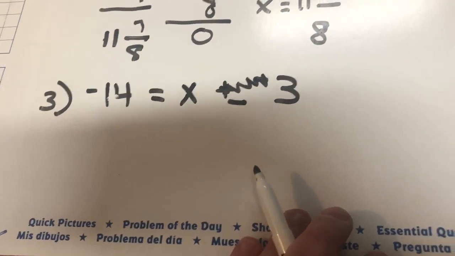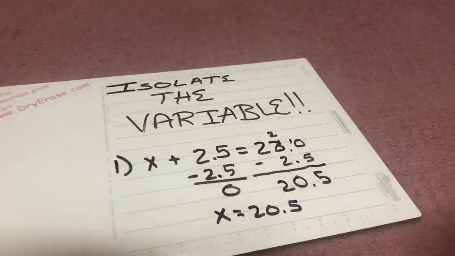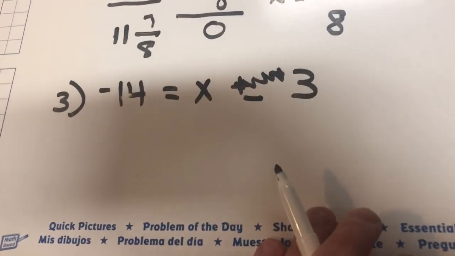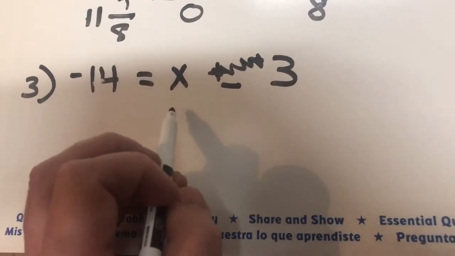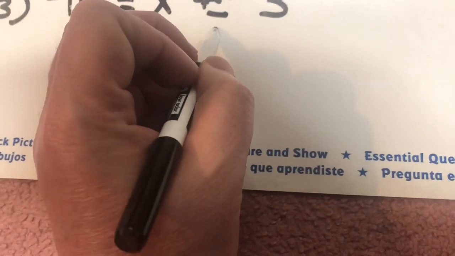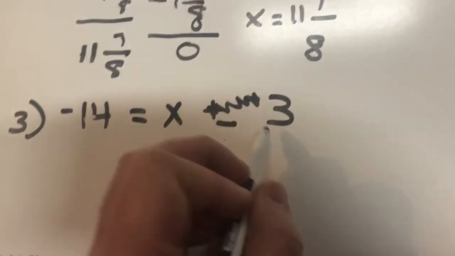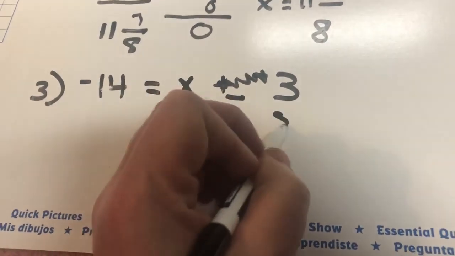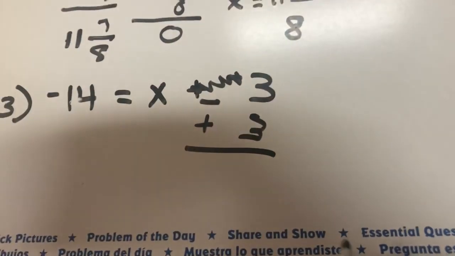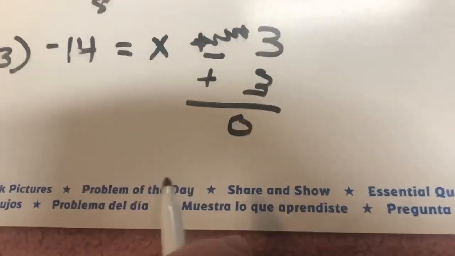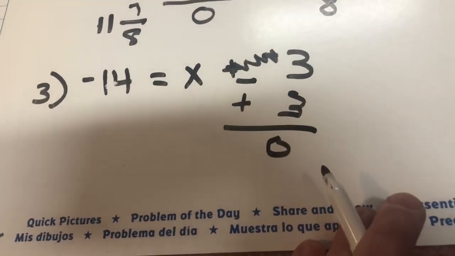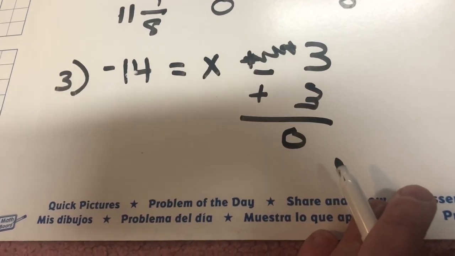The rule still remains the same. I have to isolate the variable. So I come over here, negative 14 equals x minus 3. I want to get x by itself. So since this is a negative 3, I'm actually going to be adding 3 to both sides. I do the opposite, okay? It's a negative 3. To get to 0, I want to add 3. So I'm going to add 3.